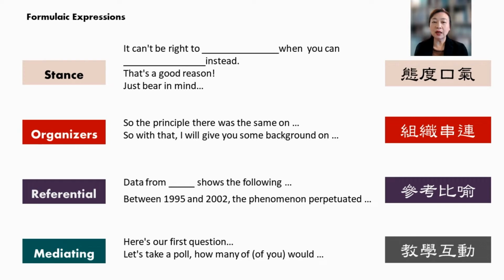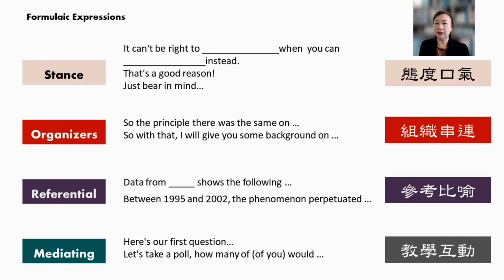Well, the second one, the example here, so the principle there was the same on something that's been mentioned earlier. 所以要用过去已经讲过的东西，然后来串联我现在要讲的想法，那就是一种组织串联的功能。So it's discourse organizer. The third group, well, data from someone or something or a certain book shows the following. So you're citing, you're referencing a passage or statistics, right? So that's referential expressions.